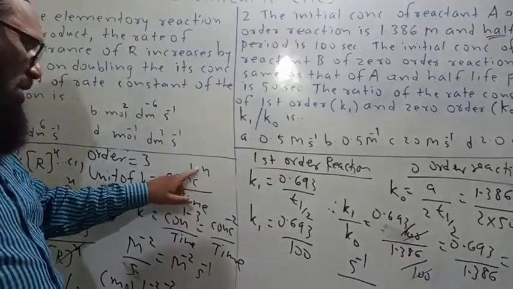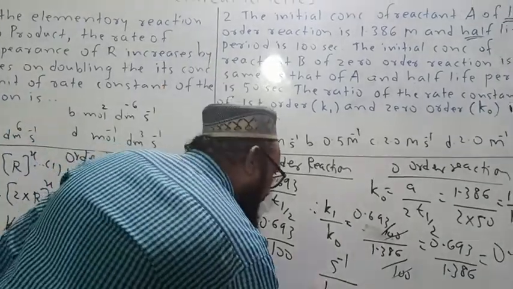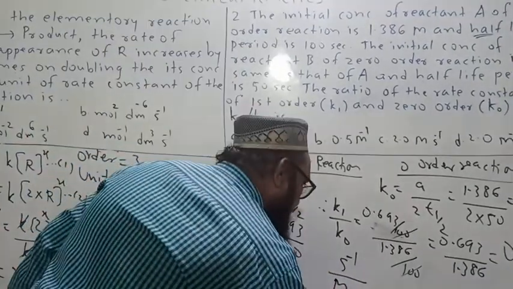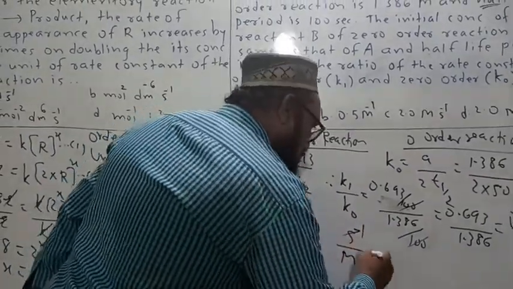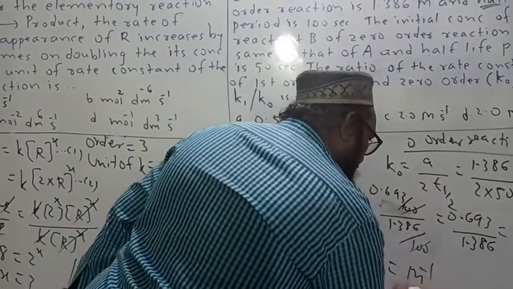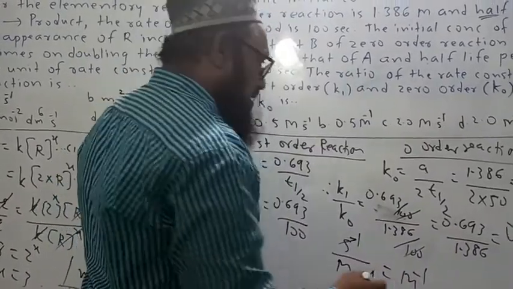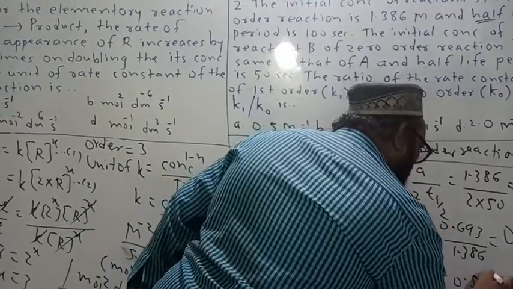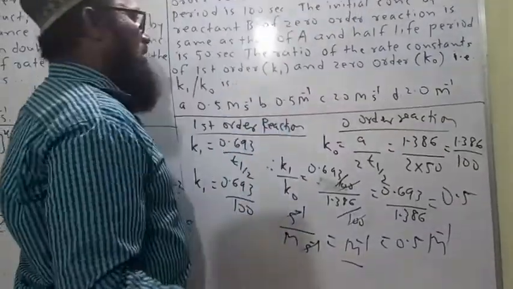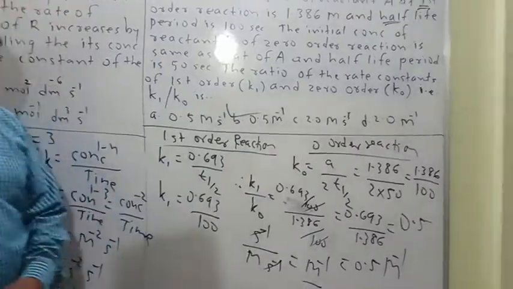Concentration 1 minus 0, 1 molarity per second. This gets cancelled. We get molarity raised to minus 1 as the unit, that is nothing but 0.5 molar raised to minus 1. B is the correct option.